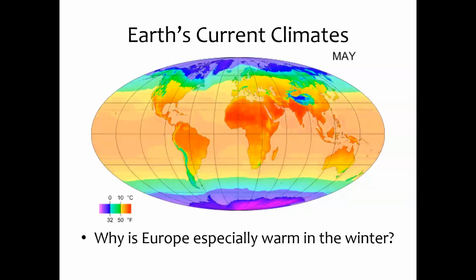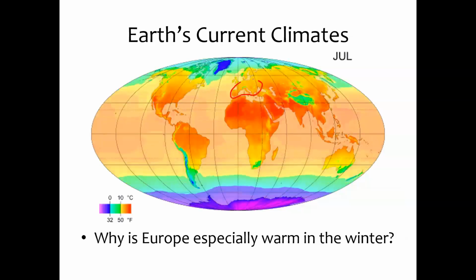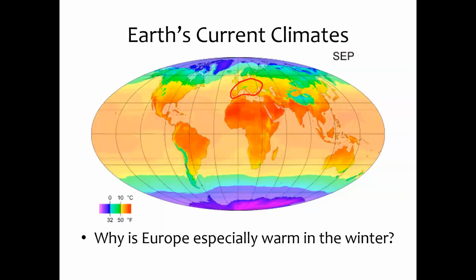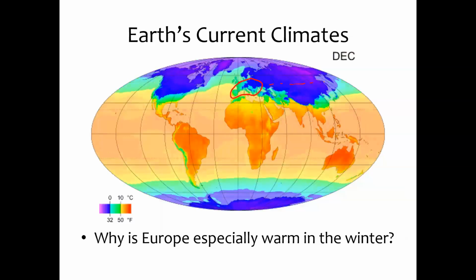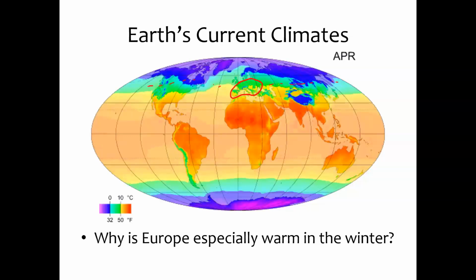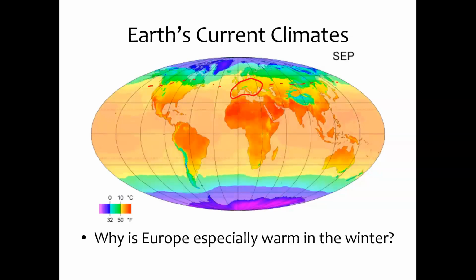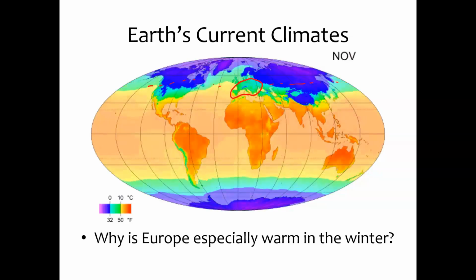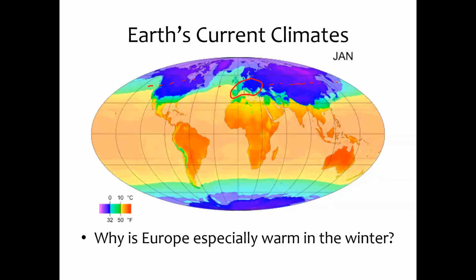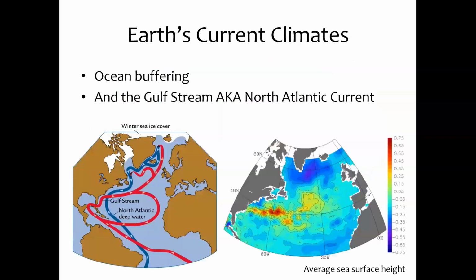Not only that, but the continent of Europe is especially warm compared to other places at its latitude during the wintertime. You still see plenty of areas that are green to yellow, whereas other places at an equivalent latitude are dark blue to even purple on this diagram. So why is it that Europe is especially warm in the wintertime? Well, we mentioned one reason already, oceanic buffering. There's a lot of water surrounding the continent of Europe.